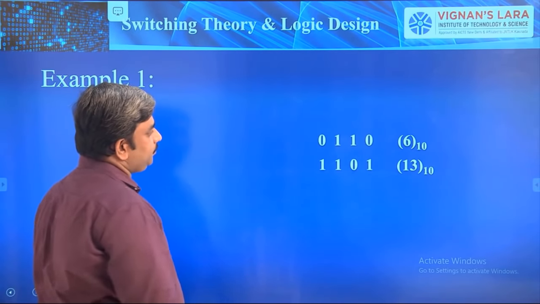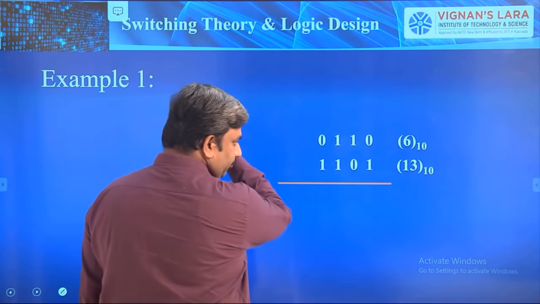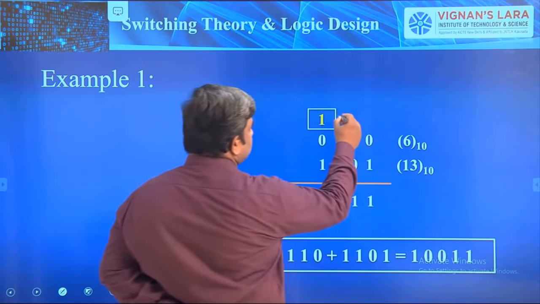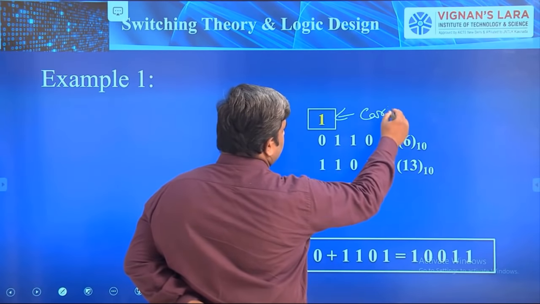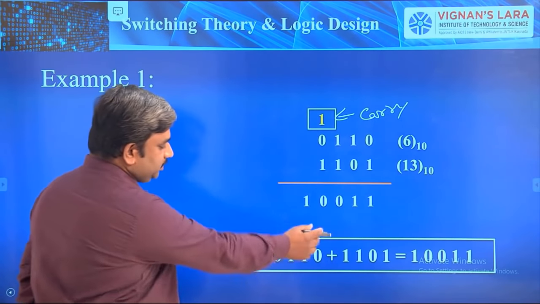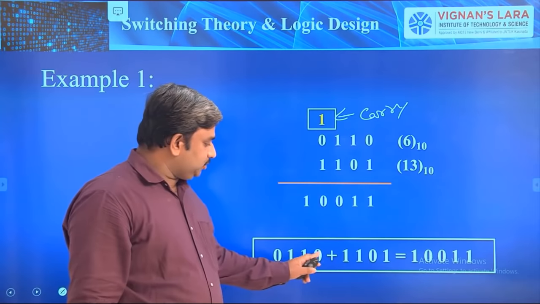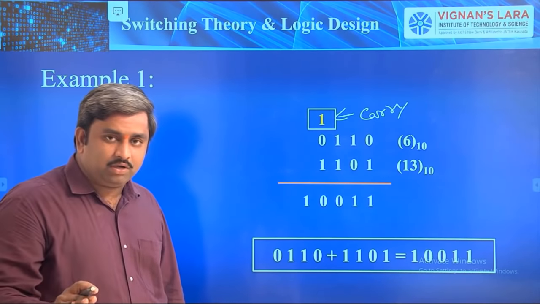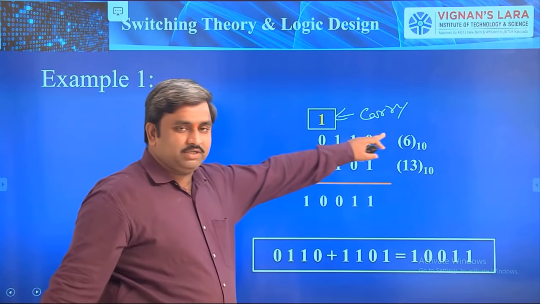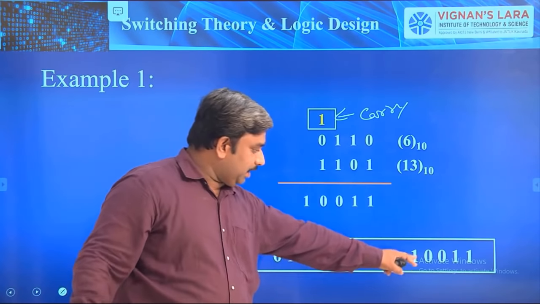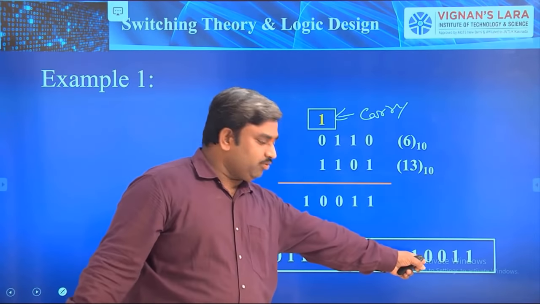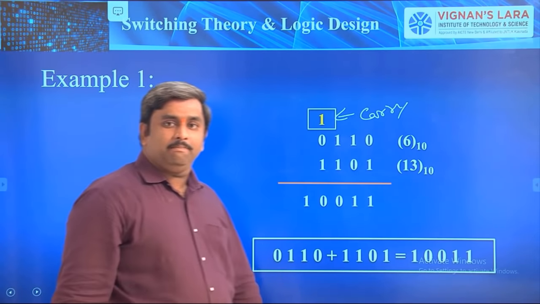So here this is the sum operation for the given numbers. Here we are placing the carry. This is called carry. You have to remember this, and this is the final solution: 0110 plus 1101 is equal to 10011. For your confirmation, the equivalent values are 6, 13, and 19. 6 plus 13 is equal to 19. So finally, this is the 19 equivalent binary number.